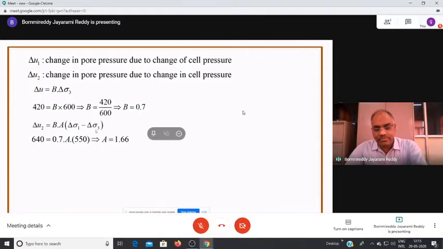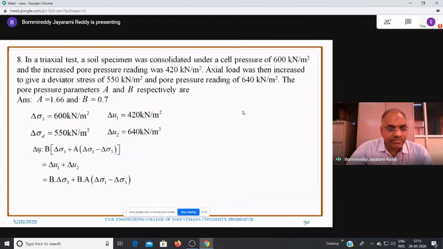So ultimately only one equation is to be remembered. If you remember this equation, knowing delta U1 and also delta U2, and the corresponding values of delta sigma 3 and delta sigma d, you can find out the pore pressure parameters.